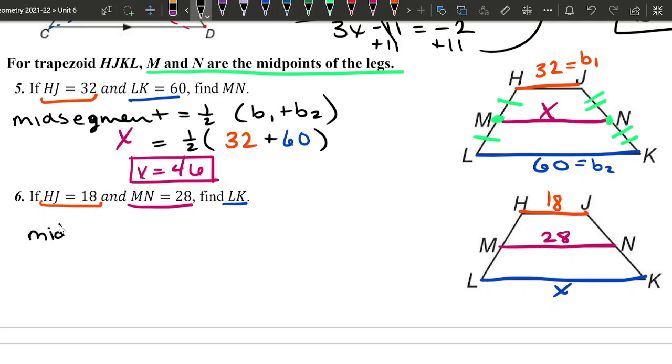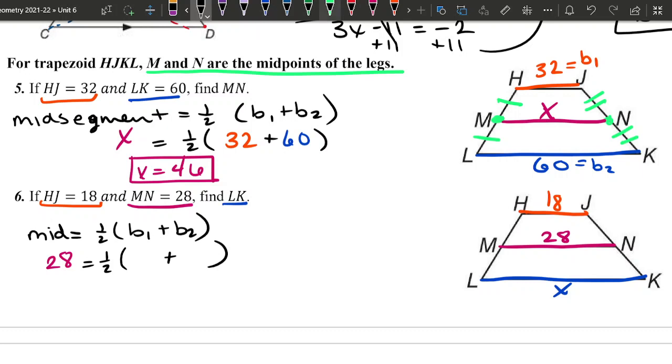So mid equals 1/2 of B1 plus B2. But make sure you plug the information into the correct places. The mid-segment, I know what that is. That's not X anymore. The mid-segment is 28. I already know what that is. And that's going to equal 1/2 of B1 plus B2.